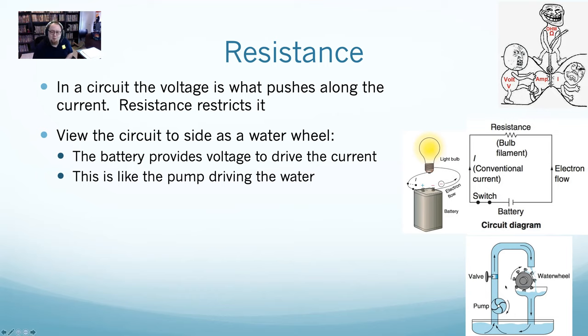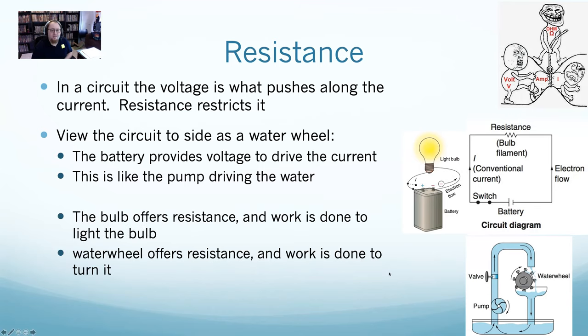This is the same idea as a water pump. Let's say you've got a water pump that's going to pull water up through a valve, and the water is going to fall onto a water wheel, causing it to spin. In my water wheel idea, this pump causes the water to move. That is the same as the voltage. The pump pulls the water up, just like the voltage pushes the electrons around. In my circuit, the light bulb is the resistance. It's going to keep it from happening.